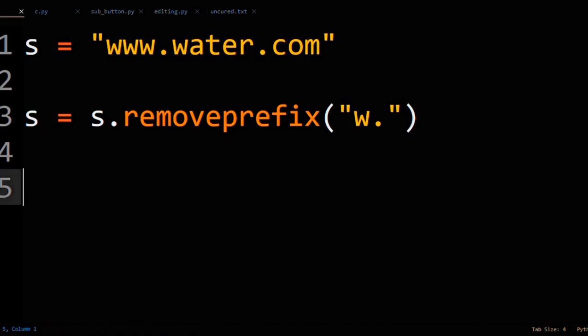In lstrip land, that would return water.com because it removes every occurrence of w and dot that occurs at the start of the string. Remove prefix works with the argument you pass in as is, though. Since w and then a dot never occur side by side in the string, remove prefix just returns back the same full string without changing a thing.